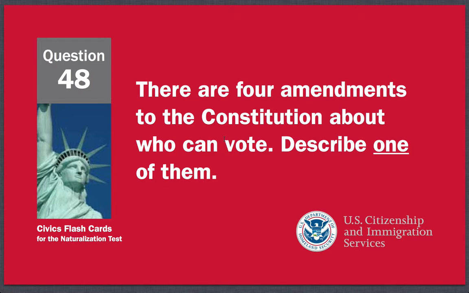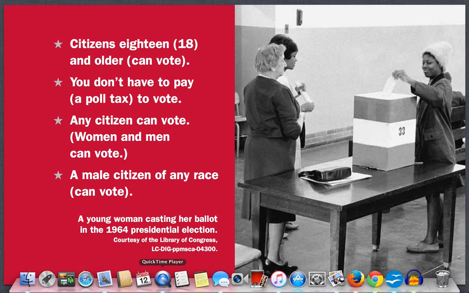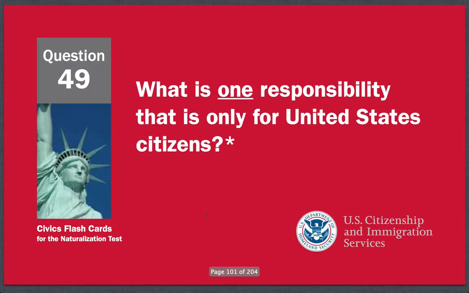There are 4 amendments to the Constitution about who can vote. Describe one of them. Any citizen 18 and older, you don't have to pay tax to vote. Any citizen can vote, and any man can vote. A male citizen of any race can vote. So we keep going here, and next will be the responsibilities.